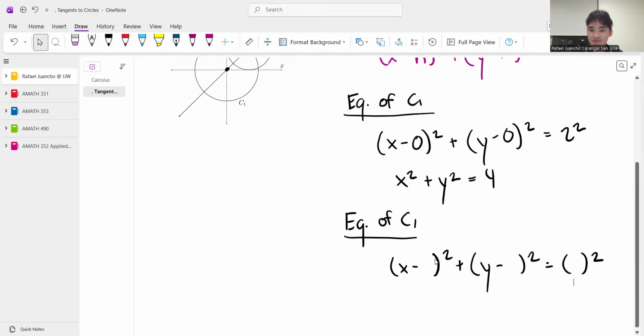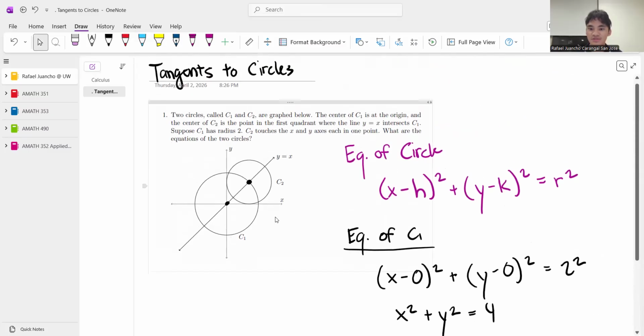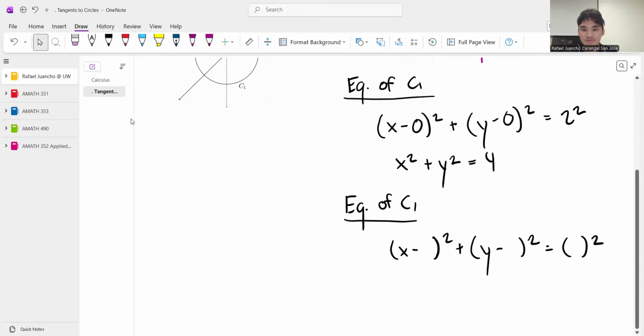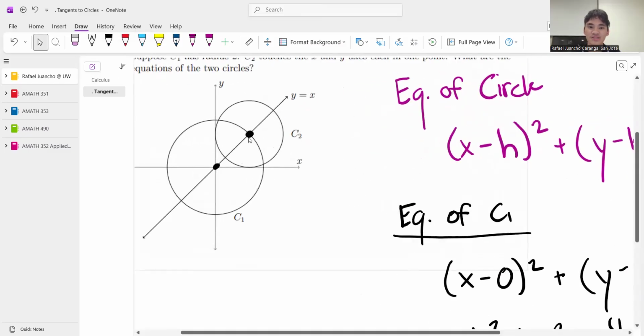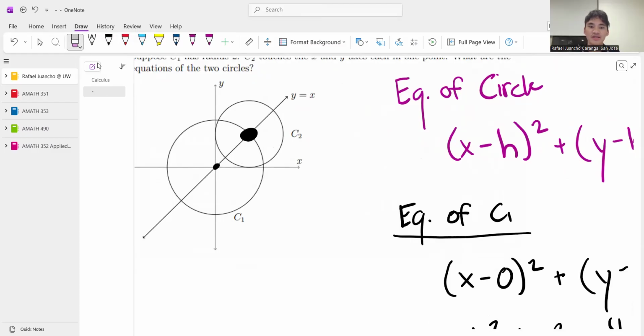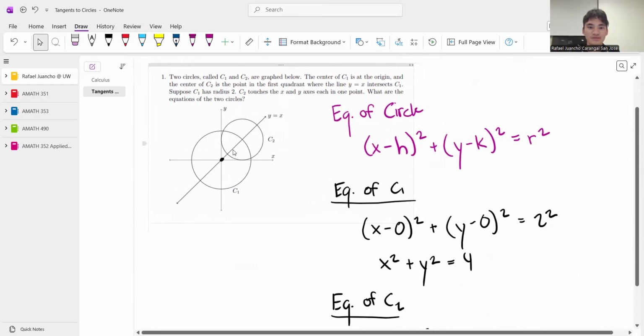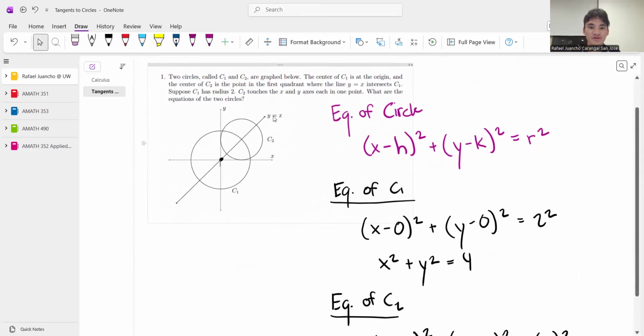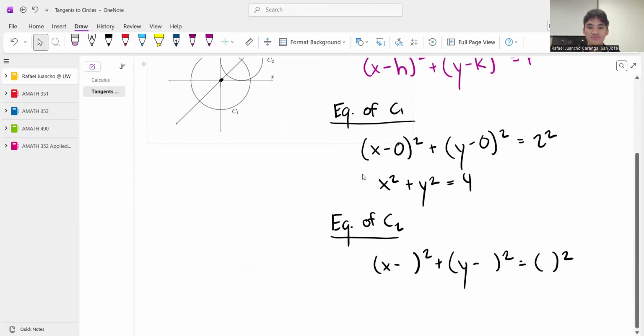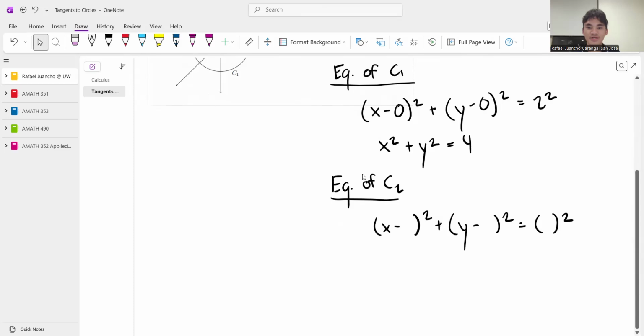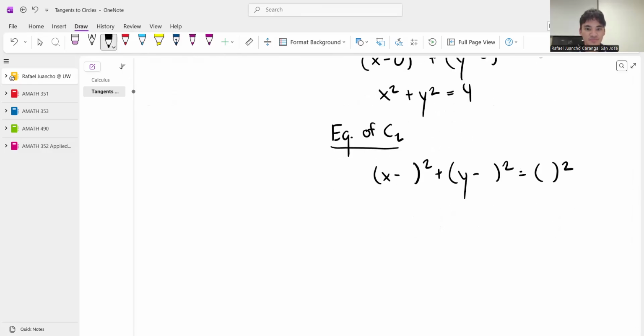Okay? But how will we know what's the center of C2? Oh, shoot. I wrote C1. I meant C2. How will we know what the center is? Well, we need this point right here. How do we get that point? Well, we would need the intersection of y equals x and circle C1. Right? So we need to find the intersection of those two. So how will we get the intersection of those two?